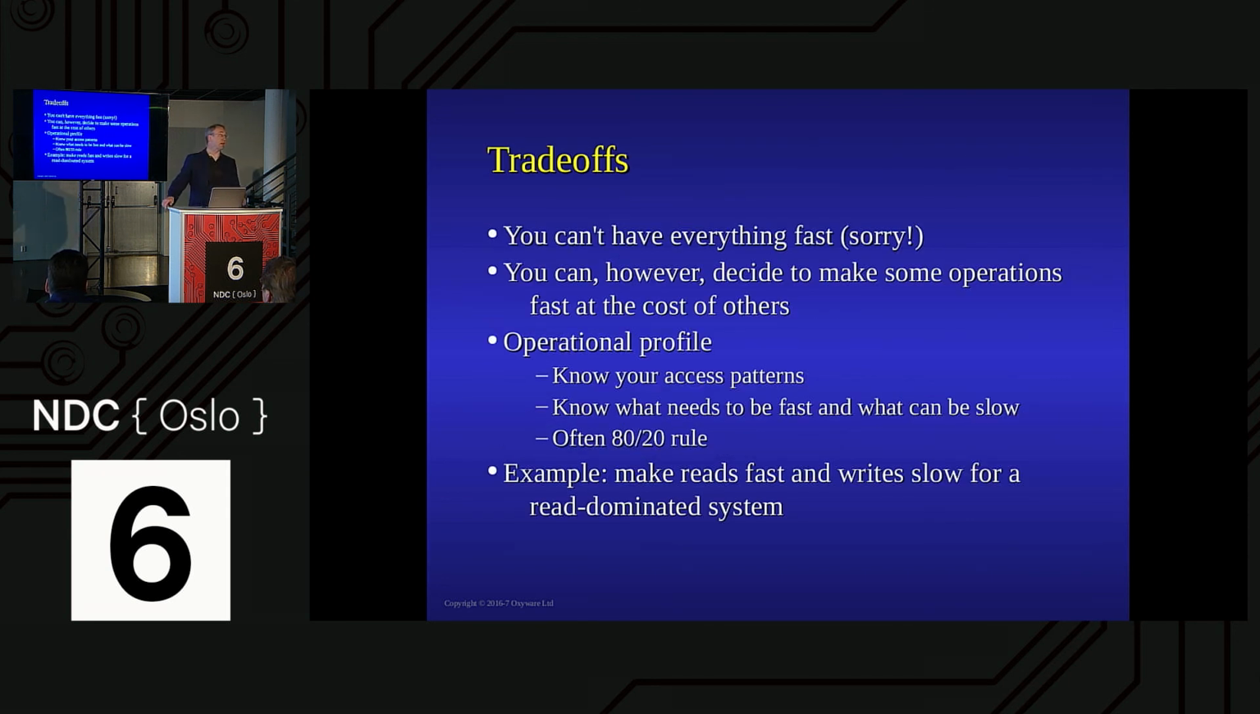It would be nice if we could have everything faster, but we can't. What you end up doing is making trade-offs, and you make some things faster than others. What's important? This means knowing your operational profile. This is part of that domain knowledge. What do you want to be fast, and what are you prepared to make slower to make that one faster? Usually 80-20 kind of stuff comes into this one, and a classic example is making reads fast and writes slow in a read-dominated system.